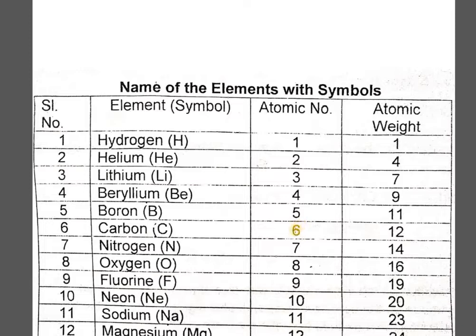So by now you must have got the idea that the atomic number is the number of protons or electrons. Why did I say the number of protons or electrons? It is because the number of electrons and protons are equal in a neutral atom.